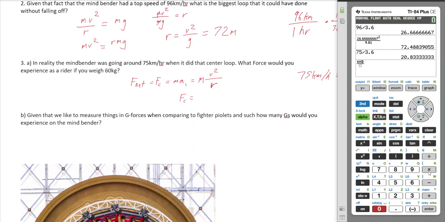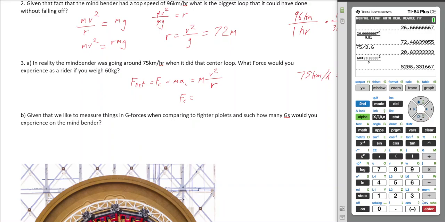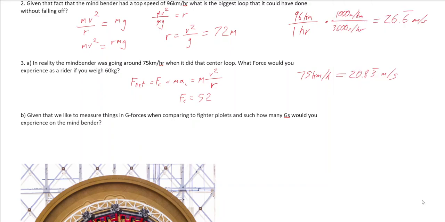So 60 times 20.83333 squared over R, which is 5. And so you experience 5,208 newtons, which we would write as 5.2 times, actually only 2 sig digs, times 10 to the 1, 2, 3 newtons.